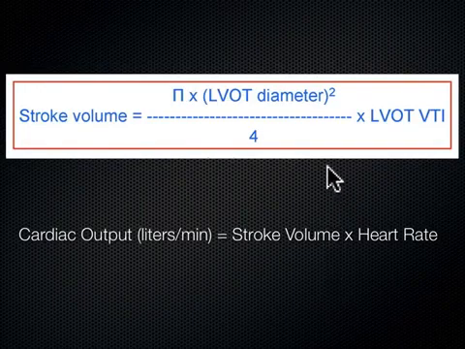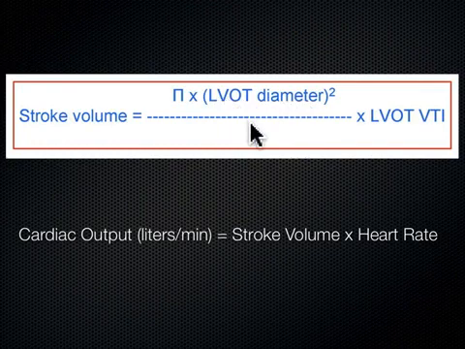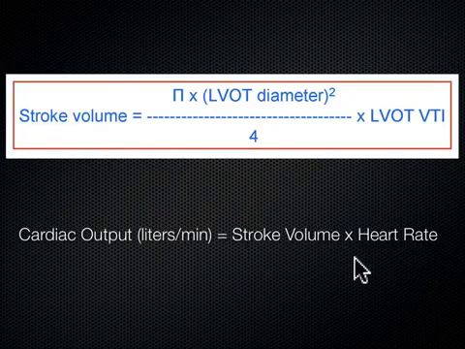So to summarize, we got the LVOT diameter, we measured that ourselves and gave that to the machine. The machine squared it, times pi, divided by 4, and then multiplies that by this term right here, the LVOT velocity time integral, and that gives us stroke volume. And by the way, since it's watching the pulsations of the heart on the screen, it knows what the heart rate is. So it takes that stroke volume, multiplies it by the heart rate that it's watching, and gives you cardiac output at the bottom of the screen. And it looks a little something like this.